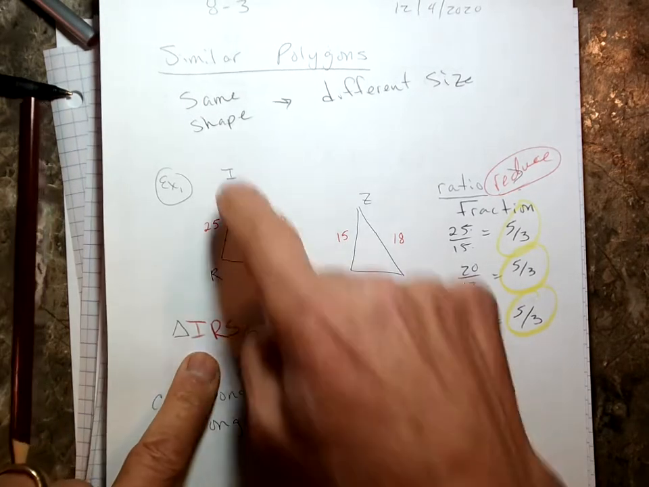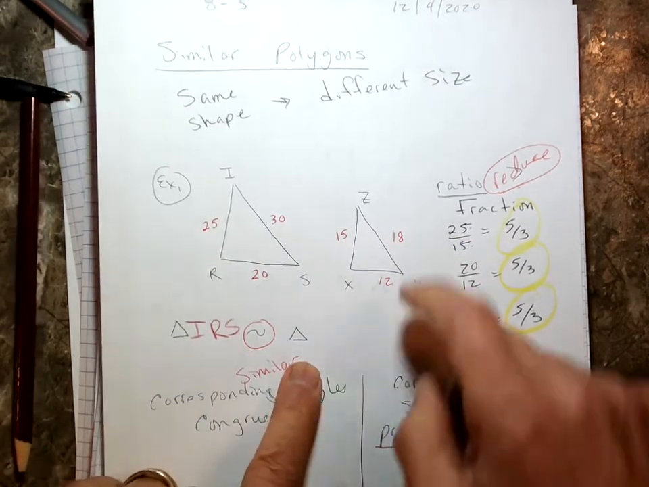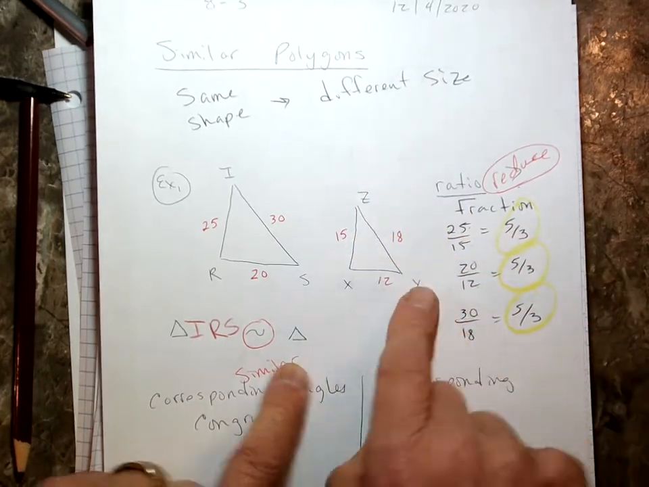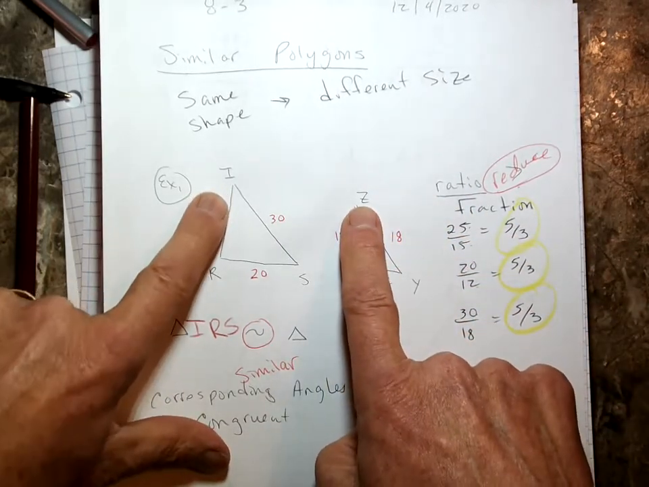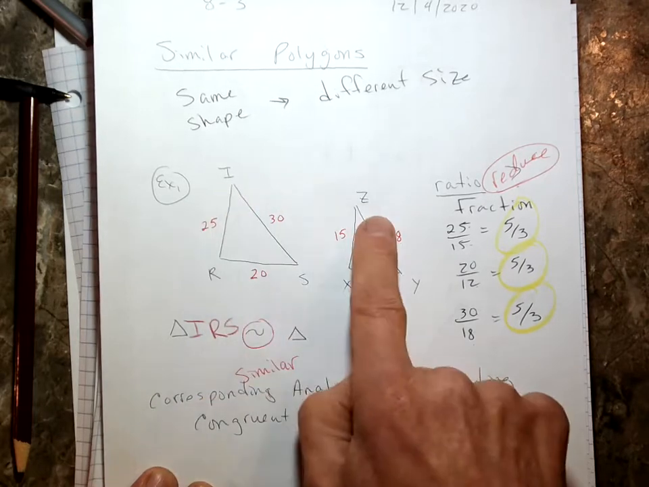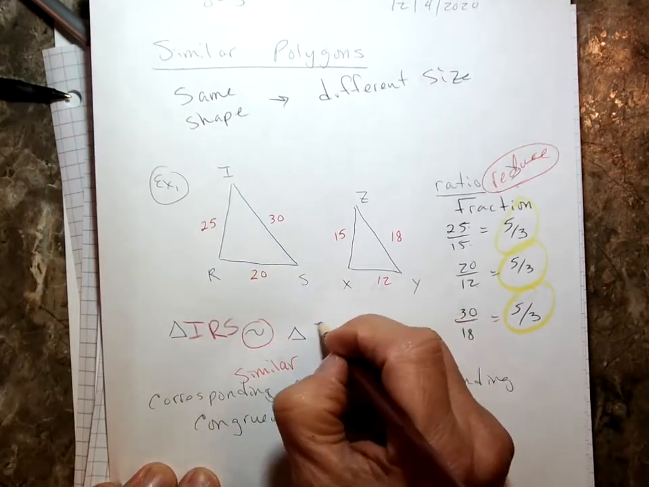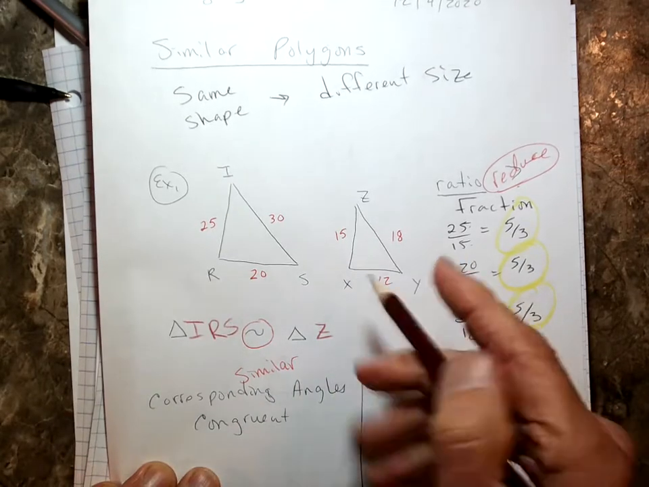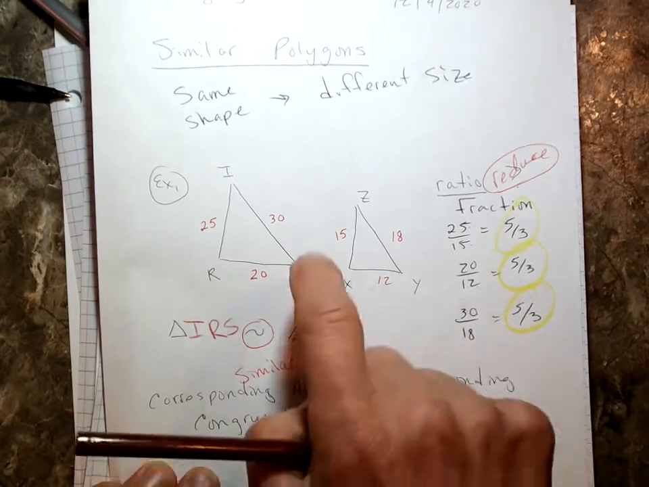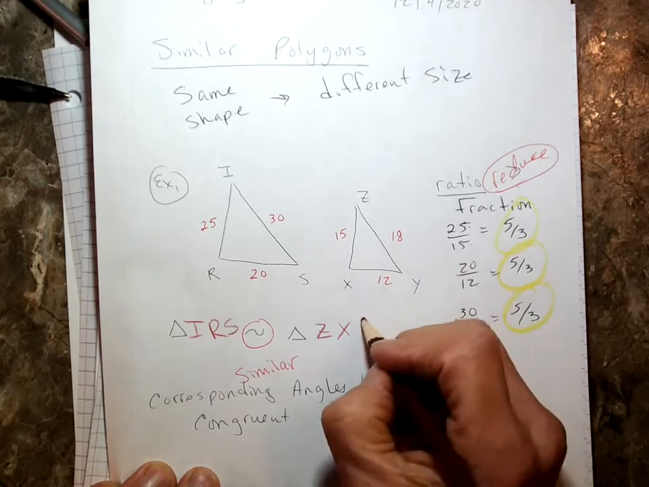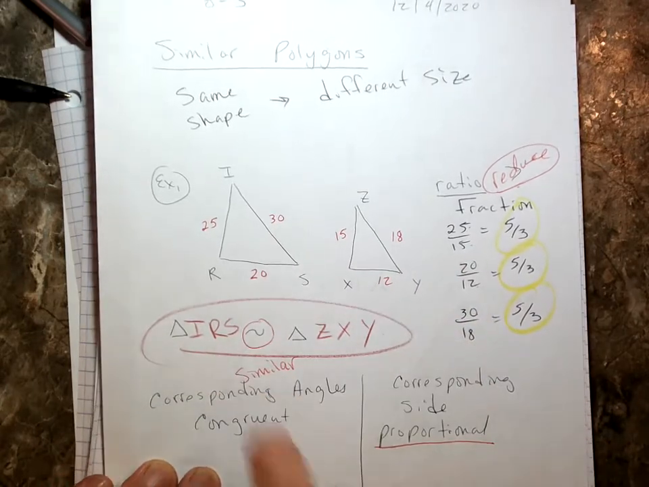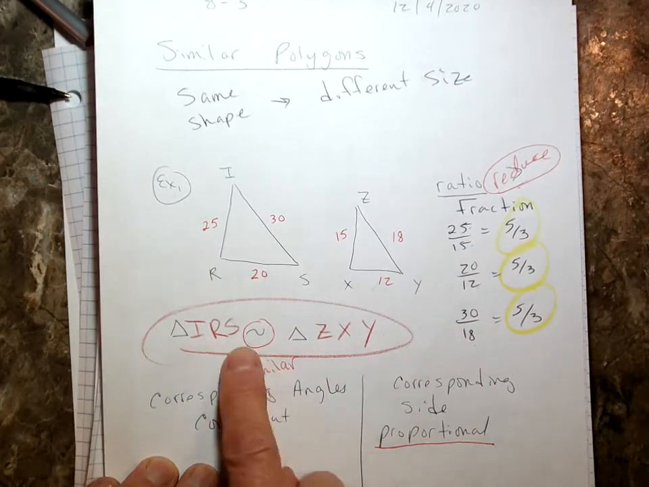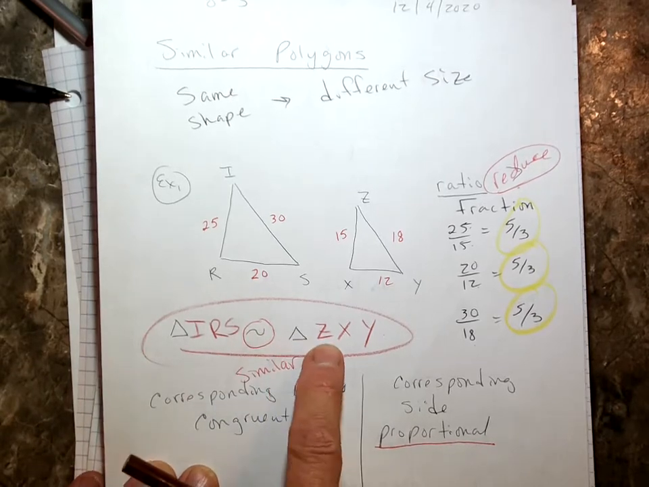So triangle IRS is similar to triangle ZXY. Now you have to make sure the angles that go together go together. So I goes to Z. This is really important. Angle R goes to angle X because those are equal, and angle S goes to angle Y because those are equal. So I'm going to write triangle IRS is similar, that's my symbol, to triangle ZXY.